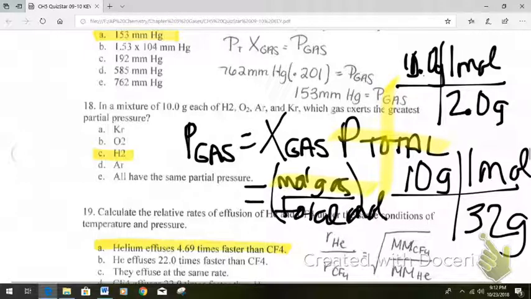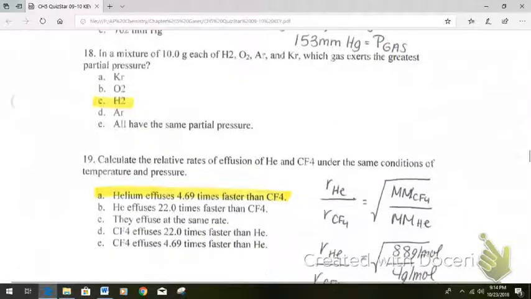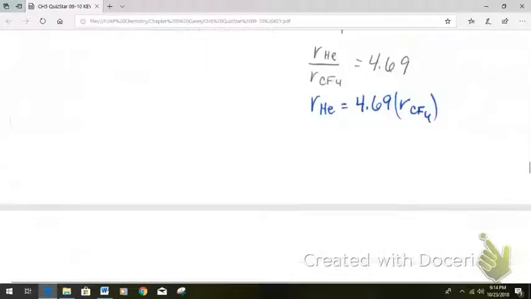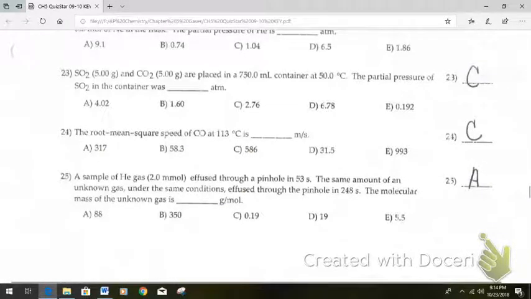Okay, now the next question that was most missed is number 25, I believe. Yes, 25. A sample of helium gas and 2.0 millimoles effused through a pinhole in 53 seconds. The same amount of an unknown gas under the same conditions effused through the pinhole in 248 seconds. The molecular mass of the unknown gas is blank grams per mole.